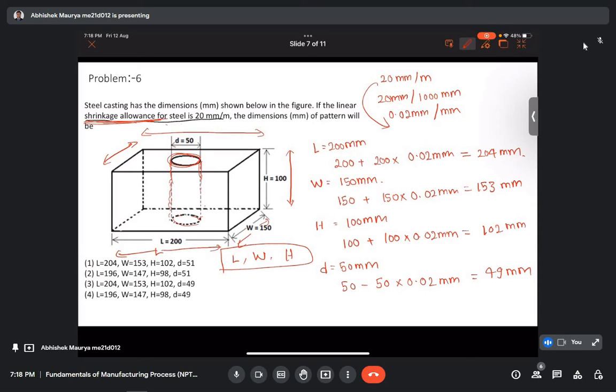So let's see which option is correct. Length 204, width 153, height 102, and diameter of internal hole 49. So the third one is the correct option.